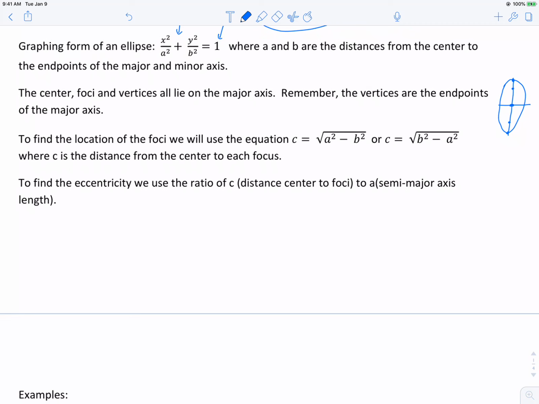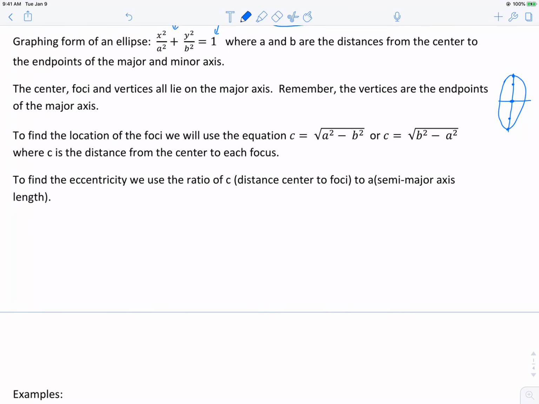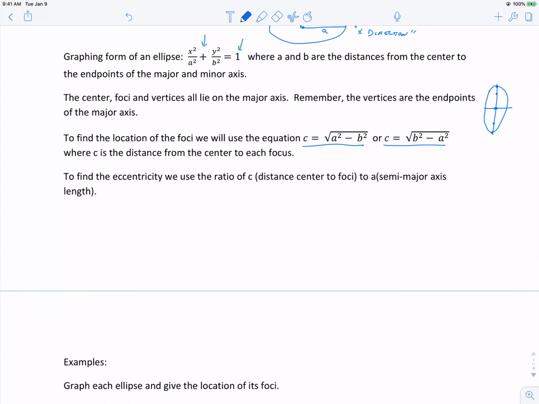All right? To find the location of the foci, we have this equation. I can show you a derivation of it. I promise there is one. I can show it to you in class. It's not something we want to do in this video. We want to keep this video to a reasonable length.